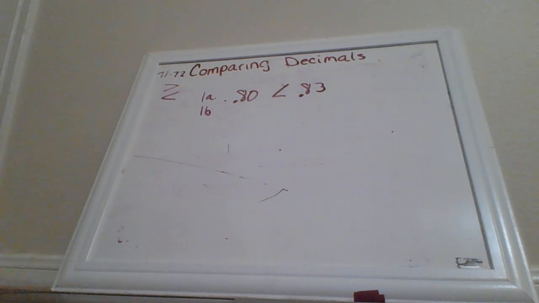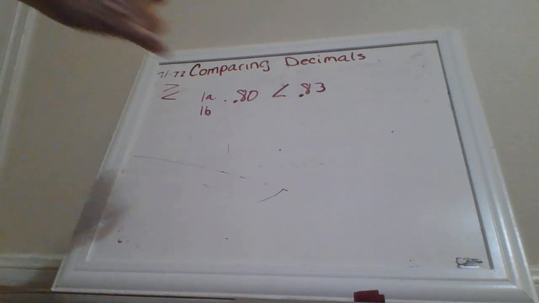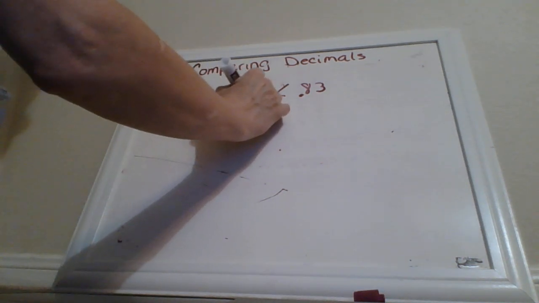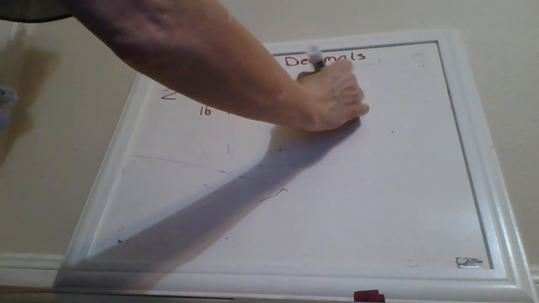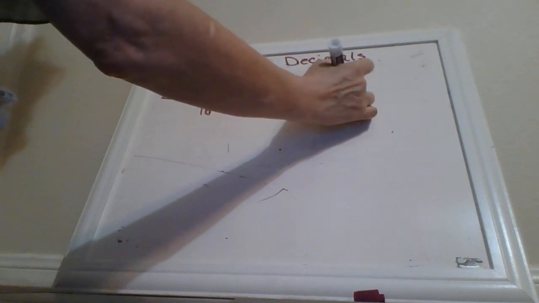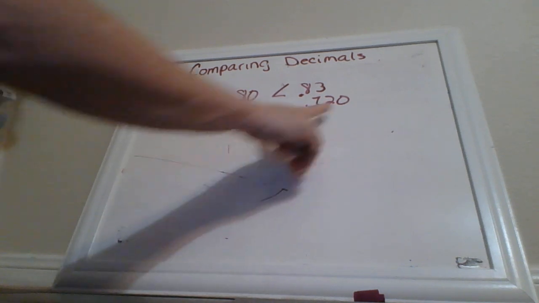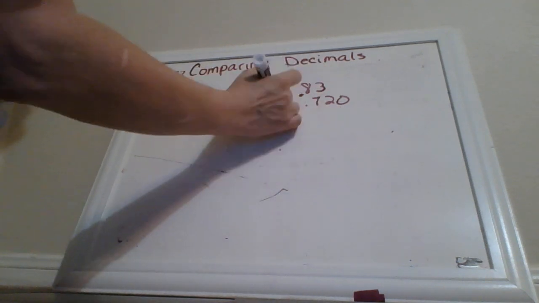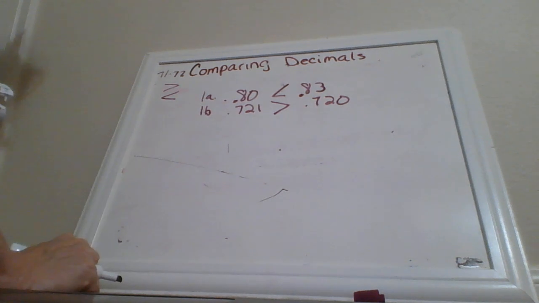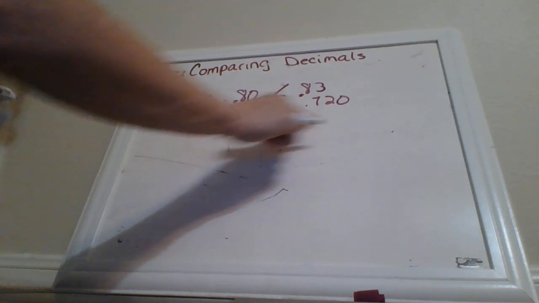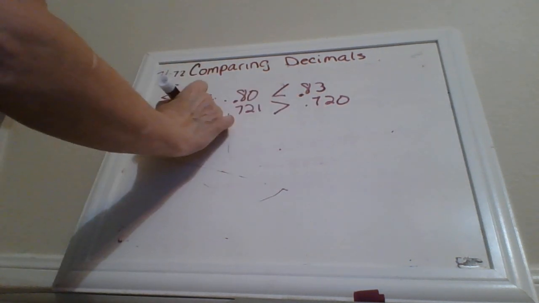Okay, so B says 0.721 and 0.72. You just make this one end in the thousandths place, just like this one. And then you can see that 721 is bigger than 720. So 0.721 is greater than 0.720.